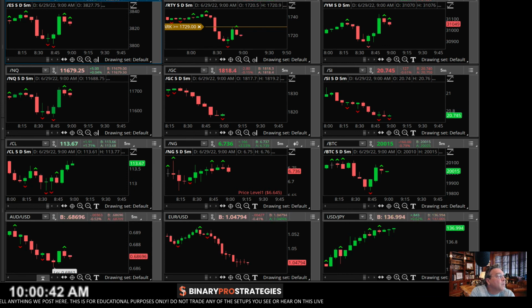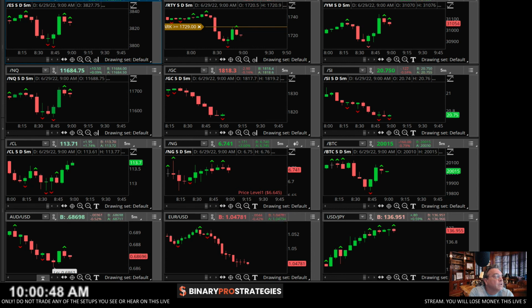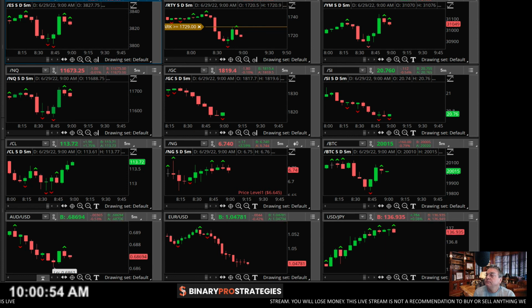So that's the whole thing behind indicators. If you find something that's really, really good, you should be able to use it in anything that you're trading, not just one instrument. I hope that makes sense.